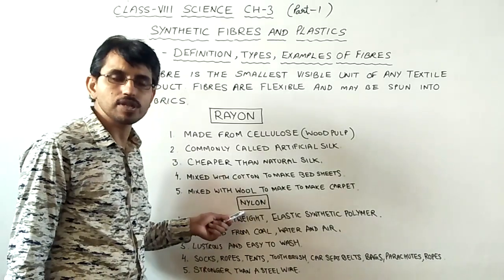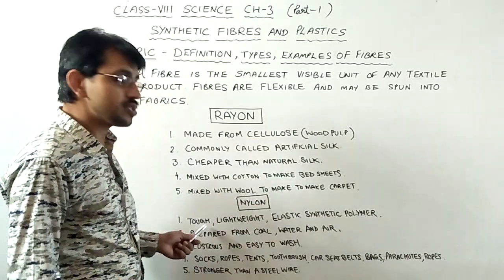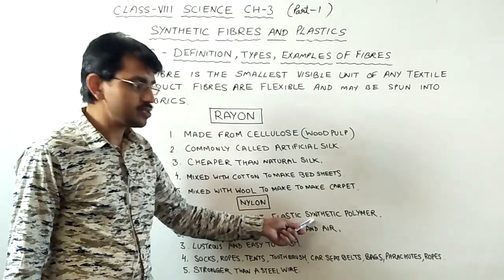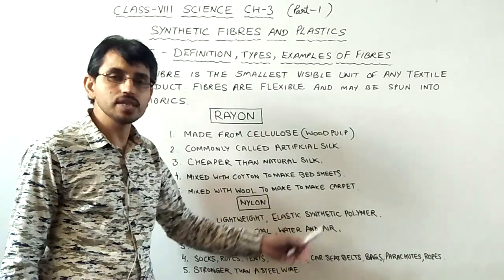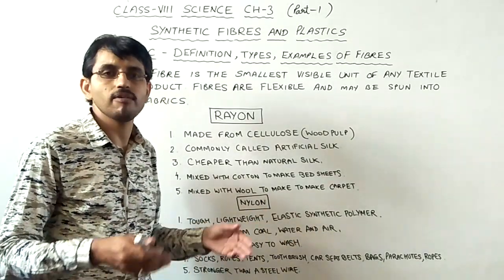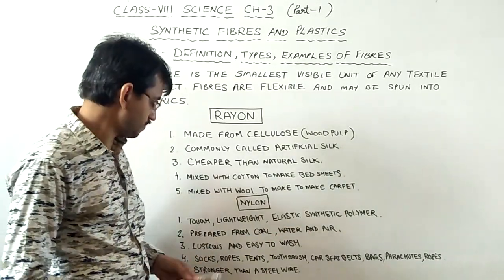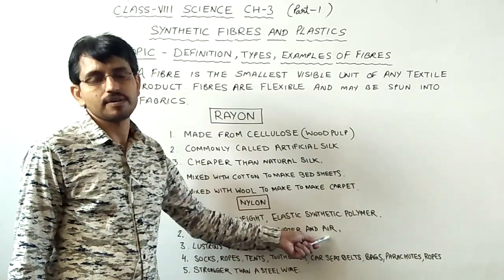Now the next artificial fiber or synthetic fiber is nylon. Nylon is a tough, elastic, lightweight synthetic polymer. Polymer, as I have already discussed, is a long chain of monomer units. It is prepared from coal, water and air.